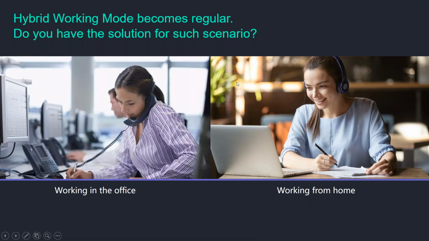Okay, today we see these hybrid working modes become more and more regular, and the headset market is definitely booming. So basically, nowadays everyone needs a pair of headsets when they buy a communication service like 3CX or Teams calling license.